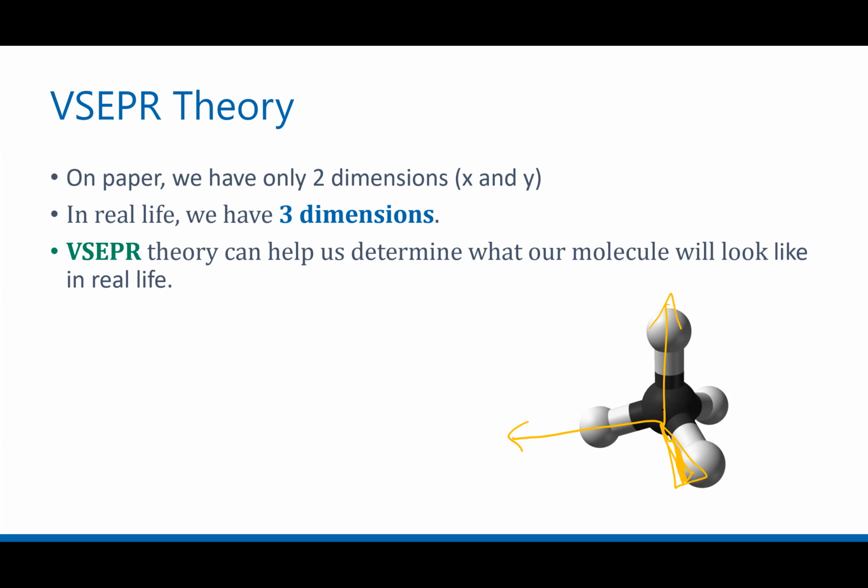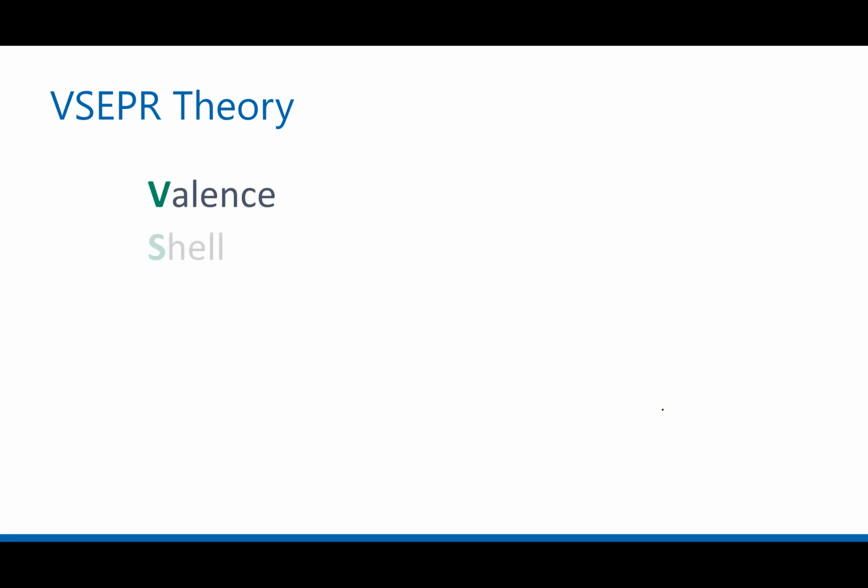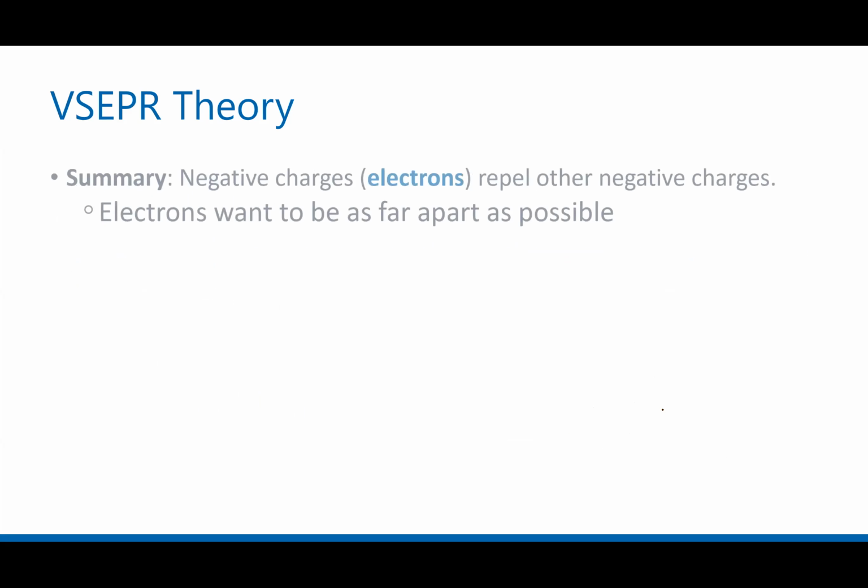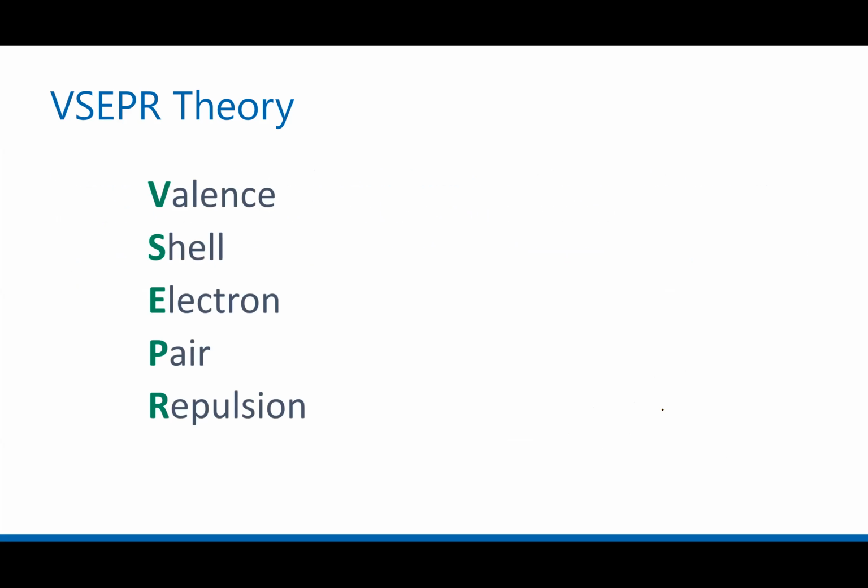Molecules are like that. Obviously we exist in 3 dimensions, and molecules exist in 3 dimensions. So this theory is going to help us explain what these molecules look like in 3 dimensions without using a computer program. So this is valence shell electron pair repulsion. We'll talk more about this tomorrow.